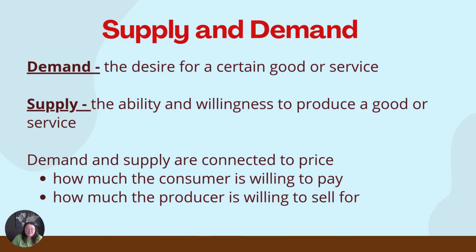Now let's talk about supply and demand. Demand is the desire for a certain good or service. Supply is the ability and willingness to produce a good or service. So we're looking at what people want and what they're supplying. Demand and supply are connected to price, how much the consumer is willing to pay, and how much the producer is willing to sell that for.